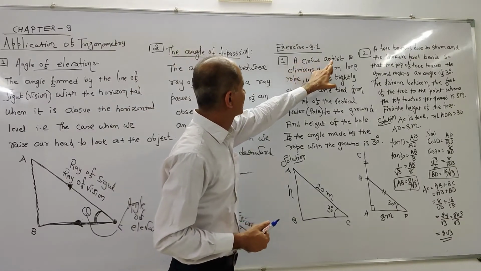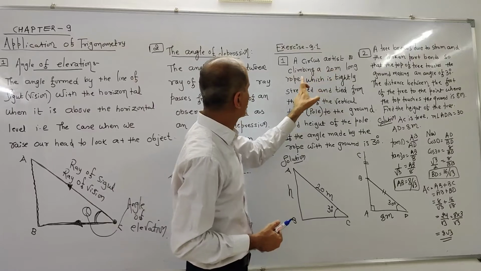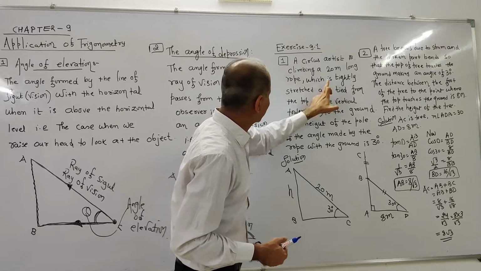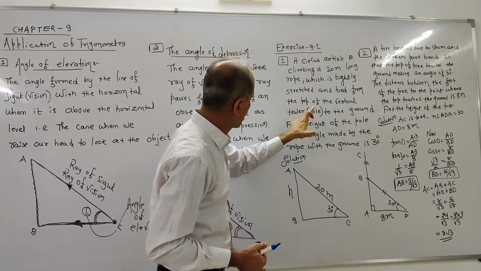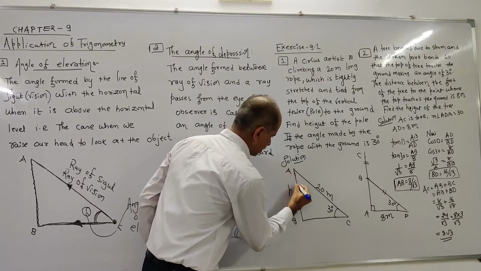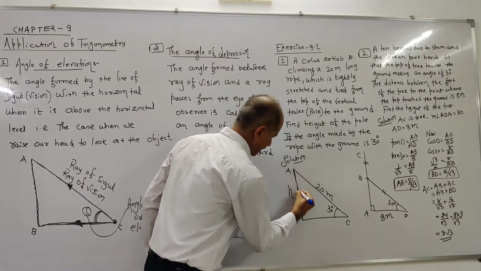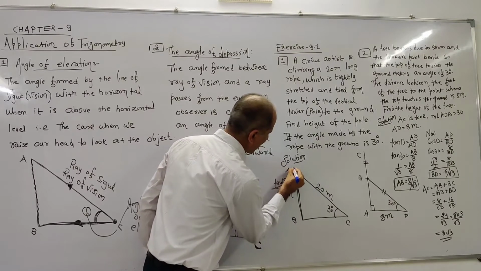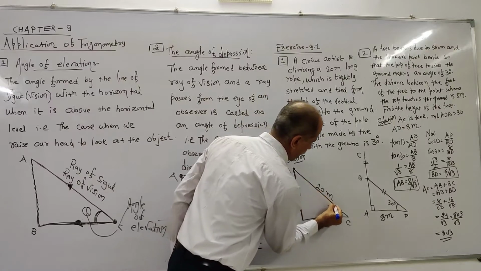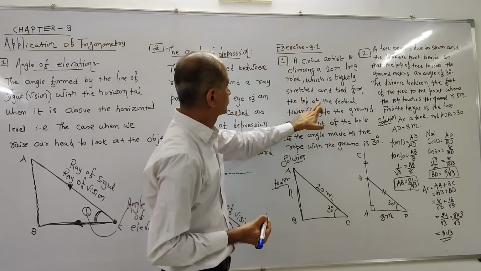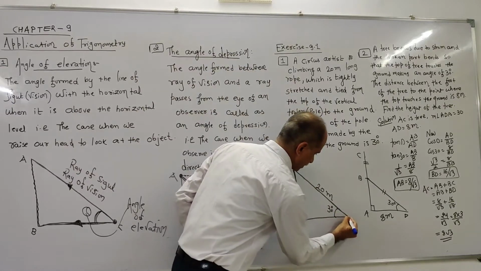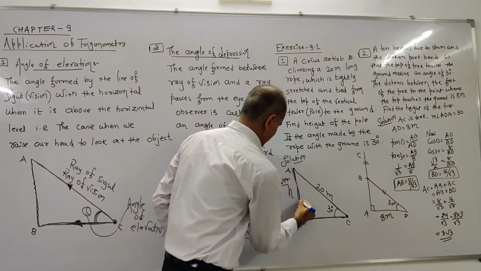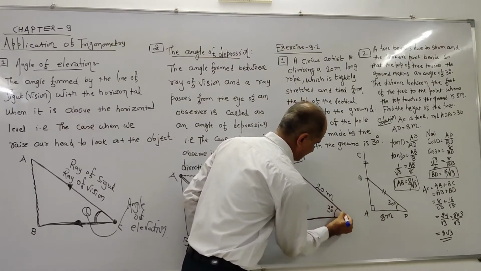So a circus artist is climbing a 20-meter long rope, and this rope is tightly stretched and tied from the top of the vertical tower to the ground. So AB is a tower. The rope is tied, stretched tightly with the top of the tower, the vertical tower, to the ground. This is ground. So BC is ground, AB is a pole, and AC is a rope.